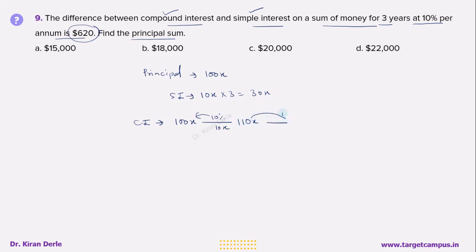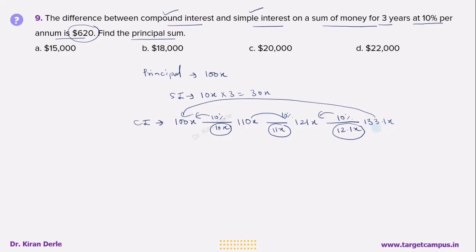In the second year, 10% of this value is 11x, the compound interest for the second year, and the amount will become 121x. 10% in the third year on this value gives 12.1x as the compound interest. So your amount will become 133.1x. What we want is the compound interest for 3 years. It is this plus this plus this, or you can simply take the final amount after 3 years minus the original principal, or add these three values to get 33.1x. This is the compound interest for 3 years.